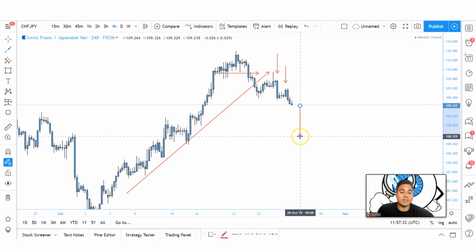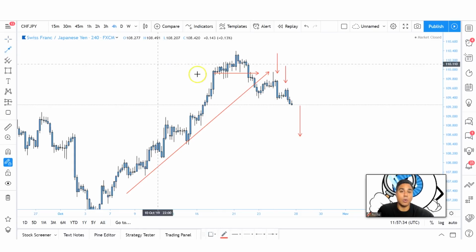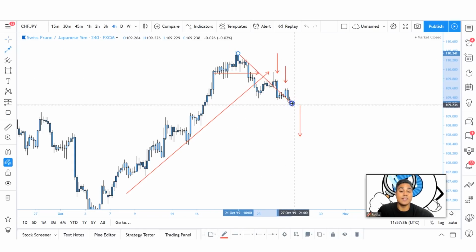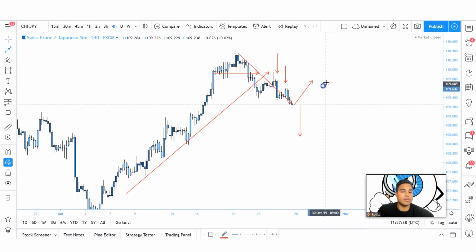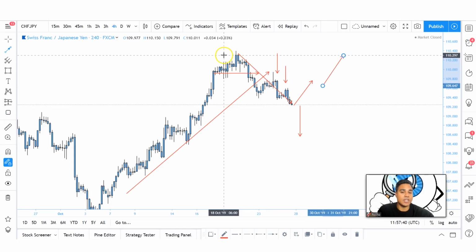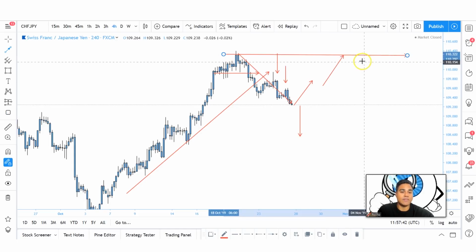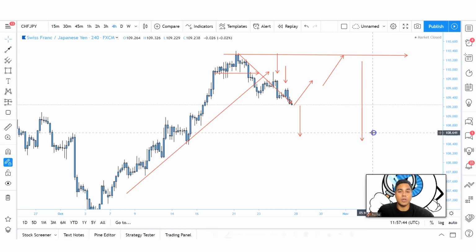Now before this market continues down, while this market is in a push phase, I'll be looking for an exhaustion back to some previous structural highs or even a major key level in the market before we have this continuation down. That's what I'll be looking out for on Swiss franc yen moving forward next week.